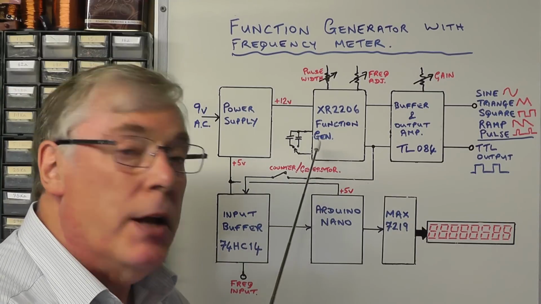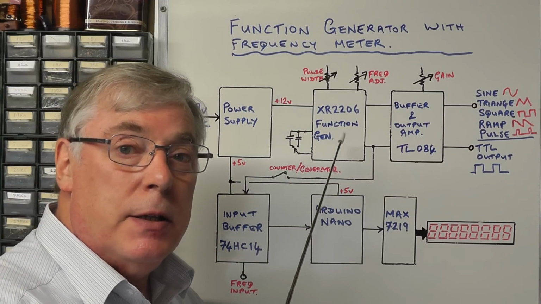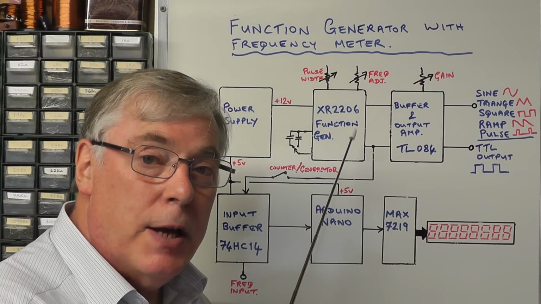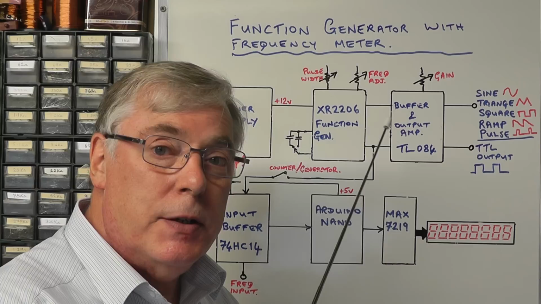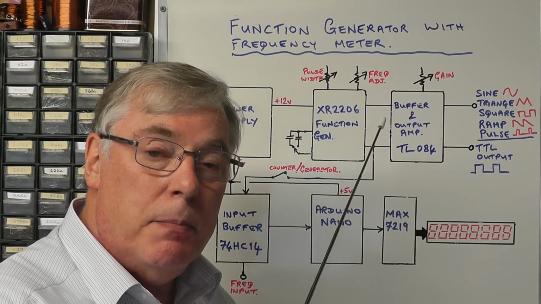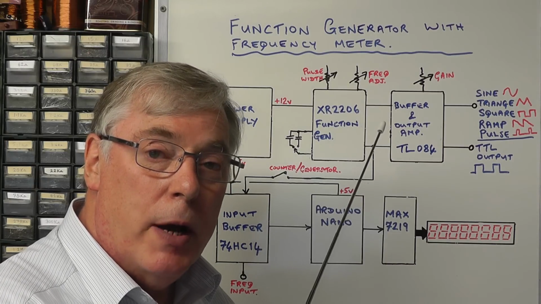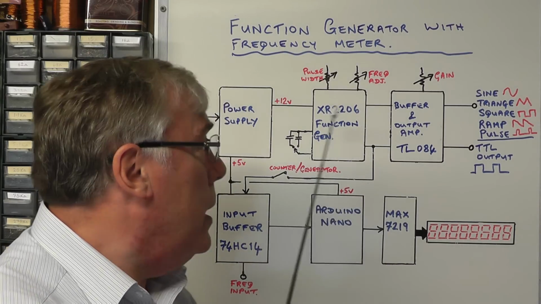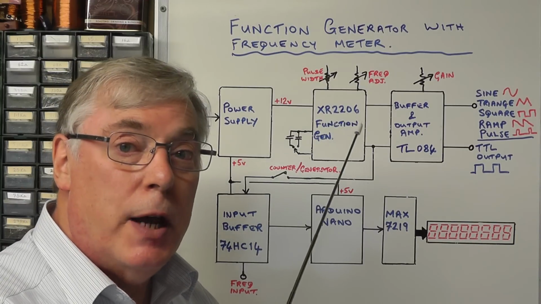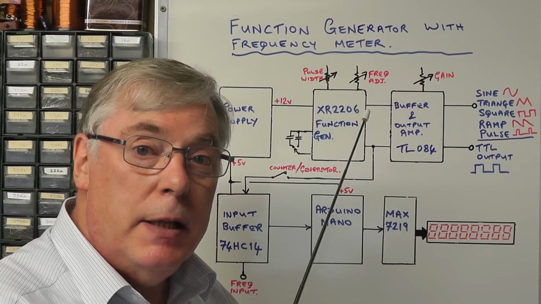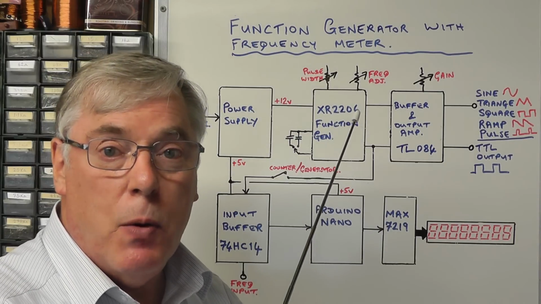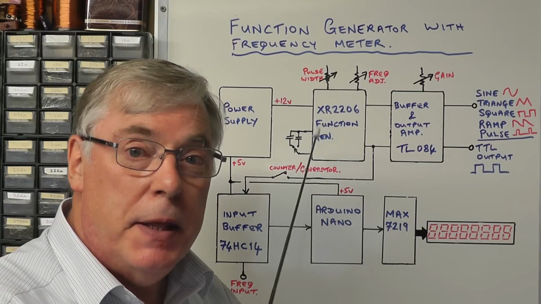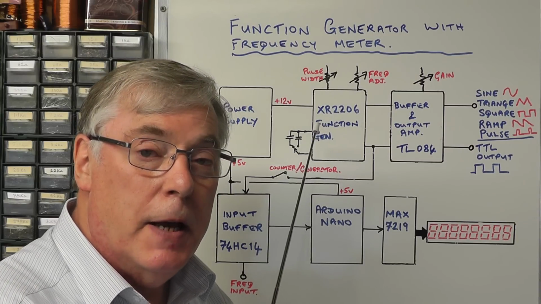Now the next section of the circuit here is the actual function generator part itself, and for that we're going to use a function generator IC which is manufactured by the XR Corporation, and we'll be using the XR2206 IC, which is a dedicated function generator chip which has been available now for quite some time, and you can pick these up quite cheaply on eBay today.